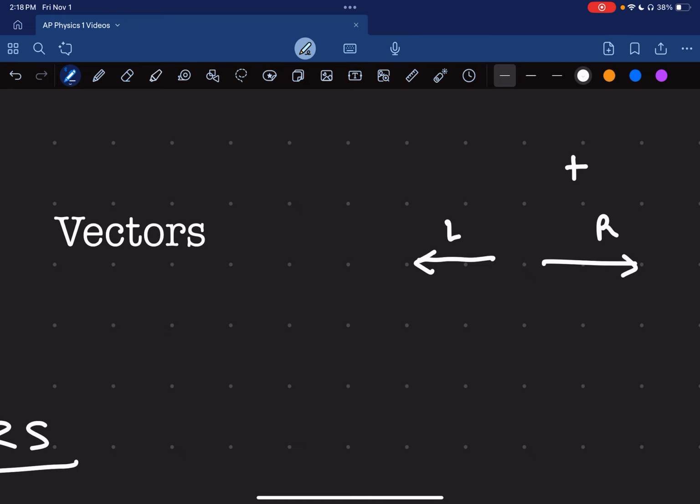We put that in the equations, or forward, we can say positive. But if the object is going to the left or going backwards, we put a negative in those magnitudes in the equation.